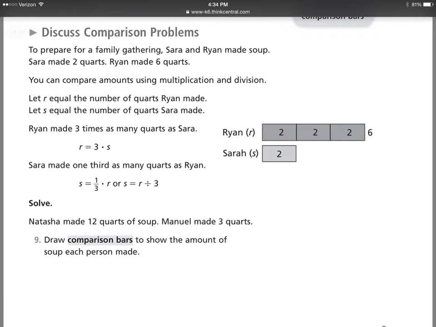Now turn to page 68. On this page, we need to start talking about ways to discuss comparisons. Take a moment and pause the video and read the scenario and try to make sense of the bar graphs that you're seeing.